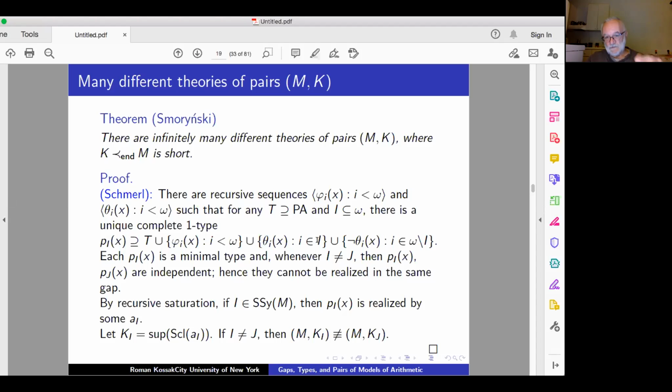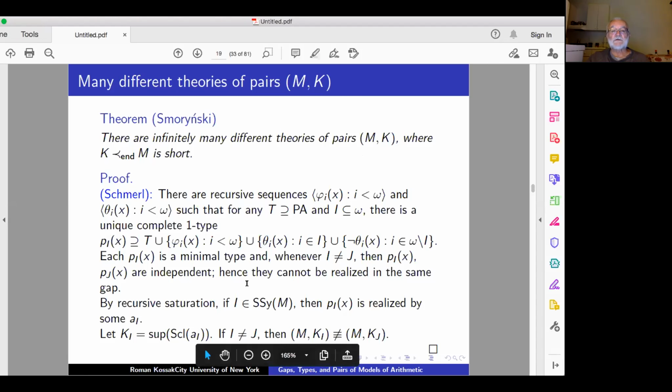It's somewhere implicit in what Gaifman was doing. So we have a large family of continuum many types, and they're all minimal types. Some of them will be realized in M, some of them will not. But the construction is such that if I is in the standard system, then the type p_I will be realized in M, because this will be a type that's coded in the standard system. So there is standard system saturation. For all the I's in the standard system, these minimal types will be realized, and they are all independent.